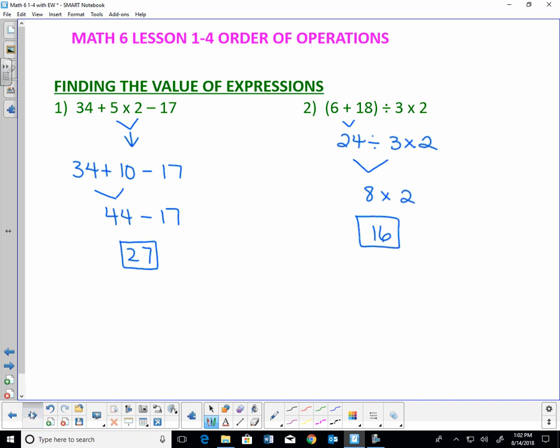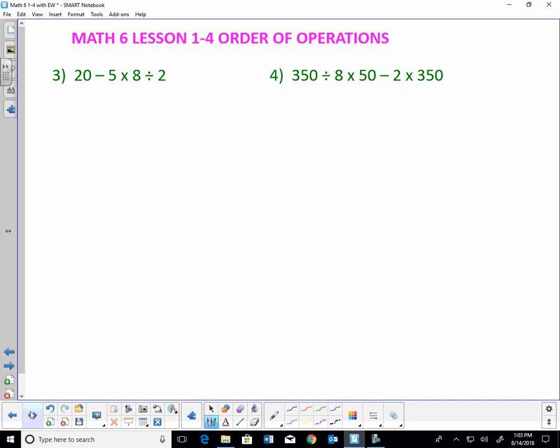Let's take a look at the third problem. 20 minus 5 times 8 divided by 2. There are no parentheses, there are no exponents, so I need to do multiplication and or division, whichever comes first from left to right. Since the 20 is not having anything done to it, I'm going to keep it. The subtraction sign is there. 5 times 8 is 40, so I'm going to write that down, divided by 2.